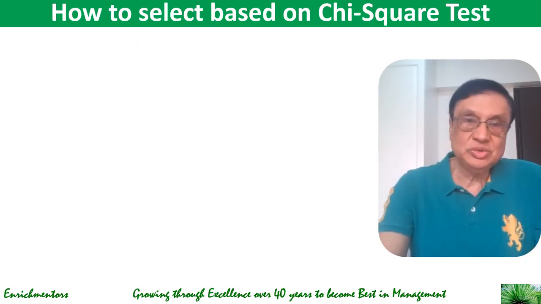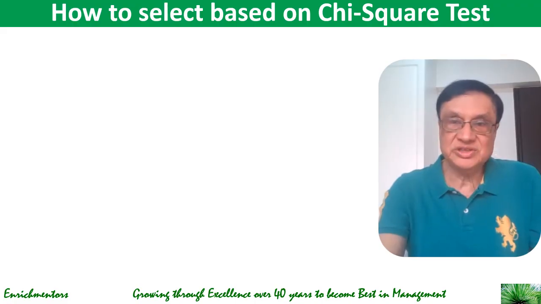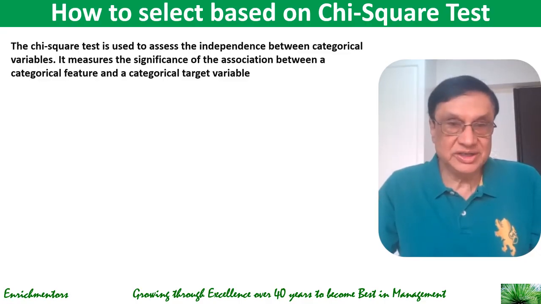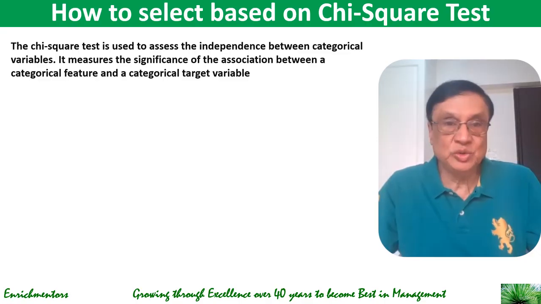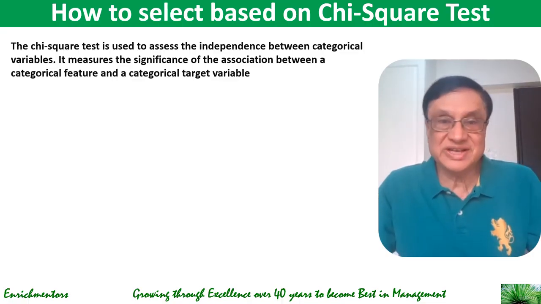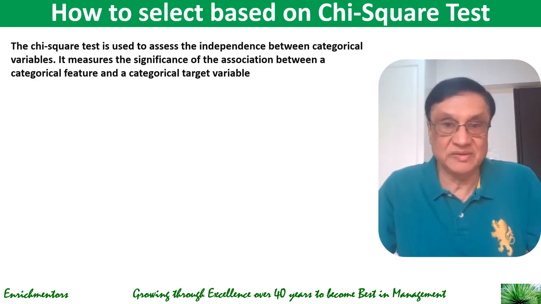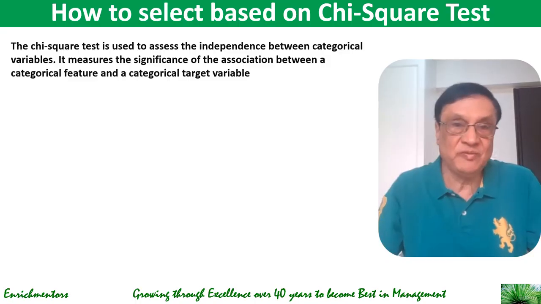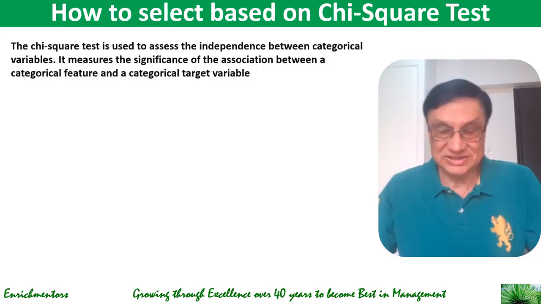So the question is how to select the most important features based on the chi-square test. Any thoughts? The chi-square test is used in statistics. All of you who have studied statistics would remember this. It is used to assess the independence between two categorical variables. It measures the significance of association between a categorical feature and a categorical target variable. So chi-square is to be used for categorical assessments.